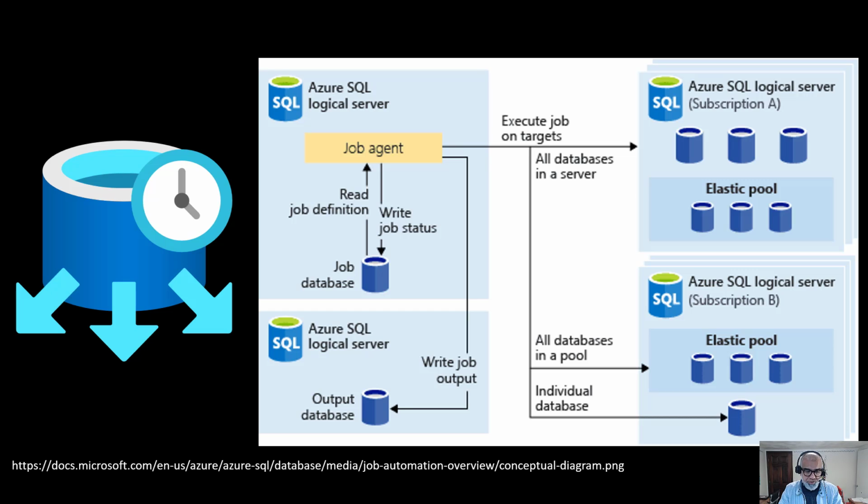So in the job database, you can have your target group, meaning where you want to target this job, what are the resources it's going to run against, and the target can be many things. We'll look at that in the next slide. You can have your job definition, you can have your schedule also in the job database, all your metadata pretty much, and output is where it's going to write whatever you are collecting or your logs and stuff. Now what can be my target? As you can see here, it can be a logical server, can be an elastic pool, can be an individual database.